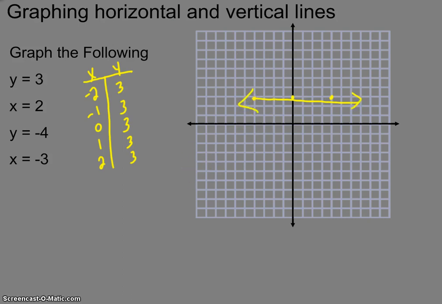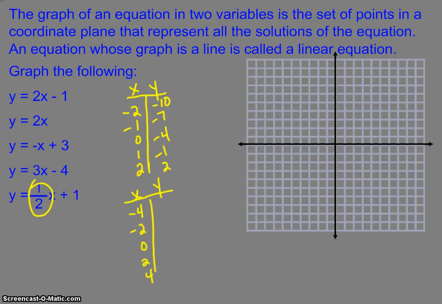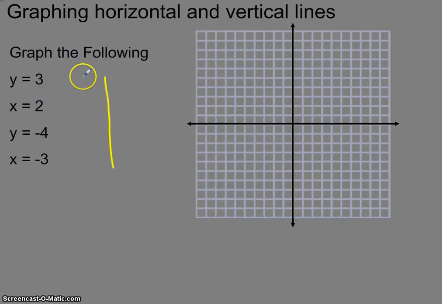Okay, so let's look at what an x equals 2 graph would be. X always equals 2. No matter what y is, x always equals 2. That's what this means. So where does x equal 2 at? Right here. Well, if x always equals 2, I'm going to have points all along that line, and I'm going to have a vertical line going through.